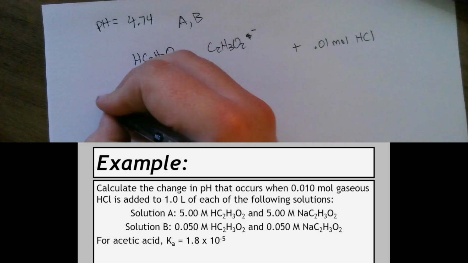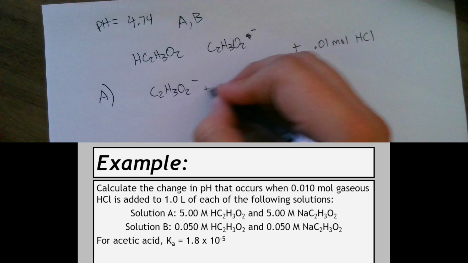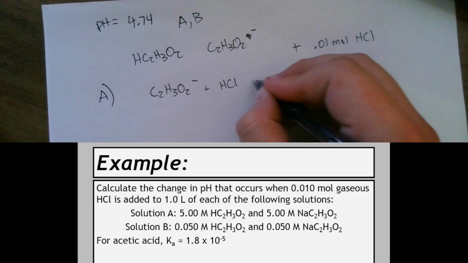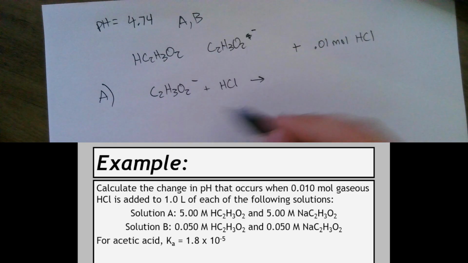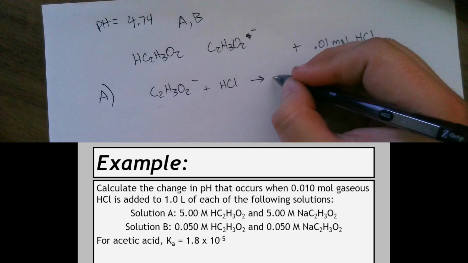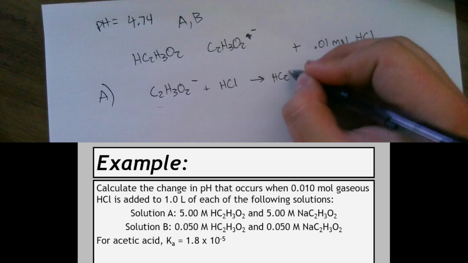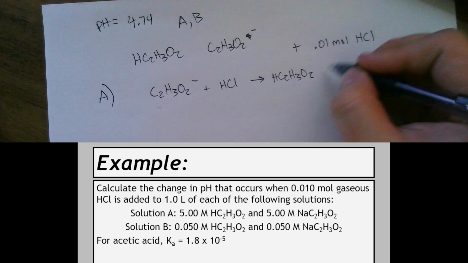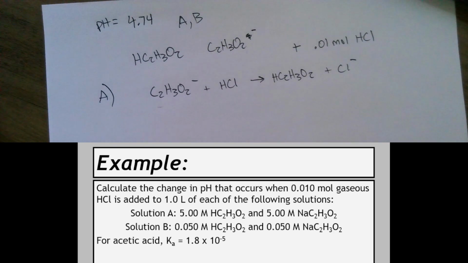C2H3O2 minus plus hydrochloric acid yields, these are going to neutralize. This is my base, it's going to gain an H plus to make acetic acid again, and some Cl minus that we don't care about.